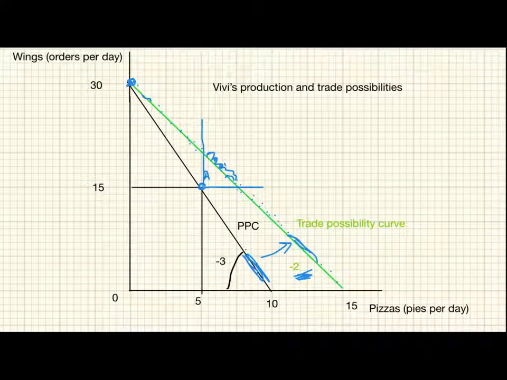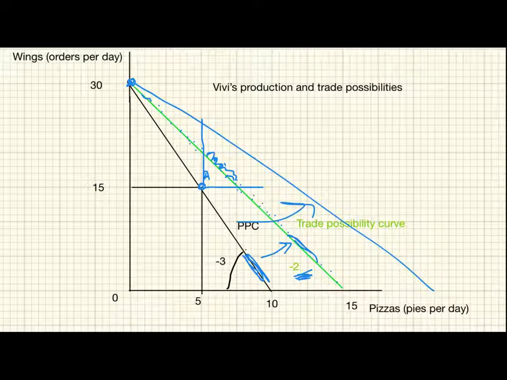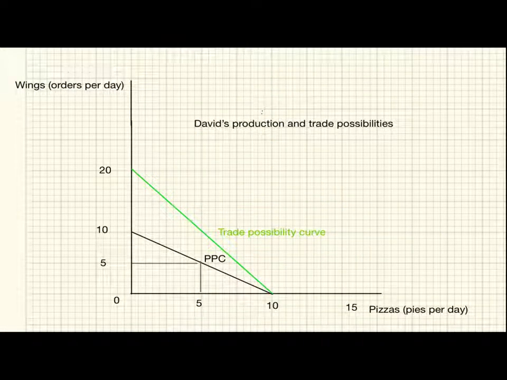Both Vivi and David saw it as a trade situation where the prices are really different. We'll notice that the more different the trading prices are from the no trade prices, the bigger the expansion in the consumption possibilities, and so the greater the gains from trade. This is David's answer, David's production possibility curve.